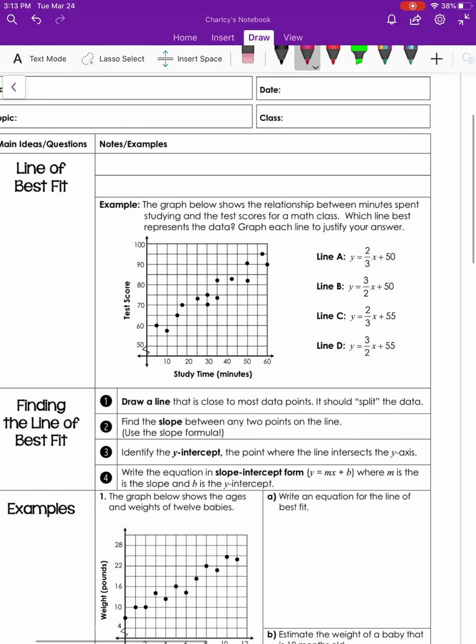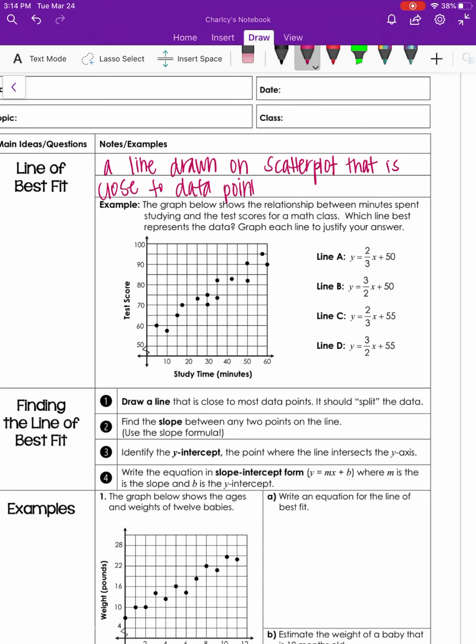So if you recall, line of best fit is just a line drawn on a scatter plot, and you want it to be close to your data points, or the points on the graph. All it does is represent the data. It gives you a line that's not perfectly representative, but it pretty much tells you what's happening with the data, so that you have something a little more organized than just dots everywhere.